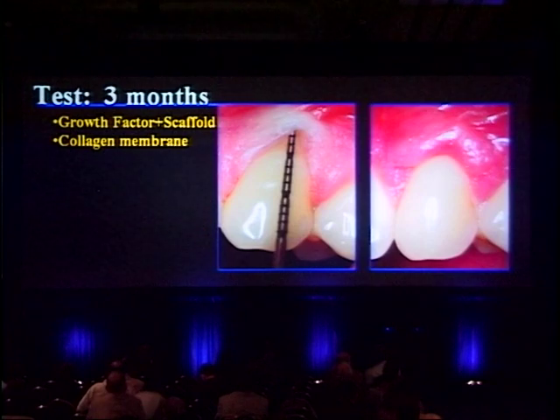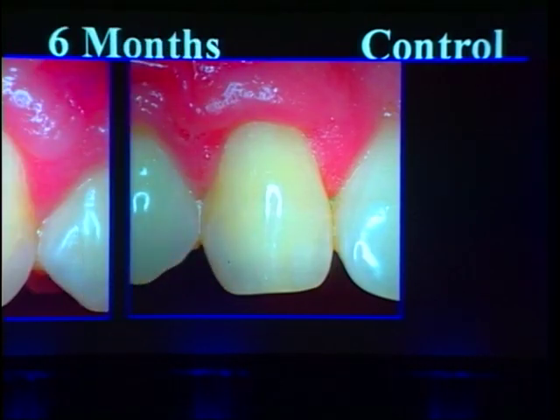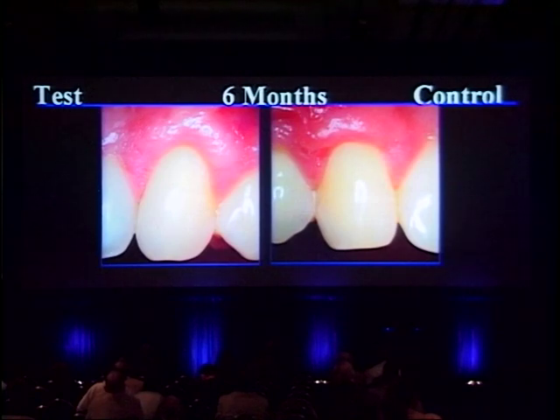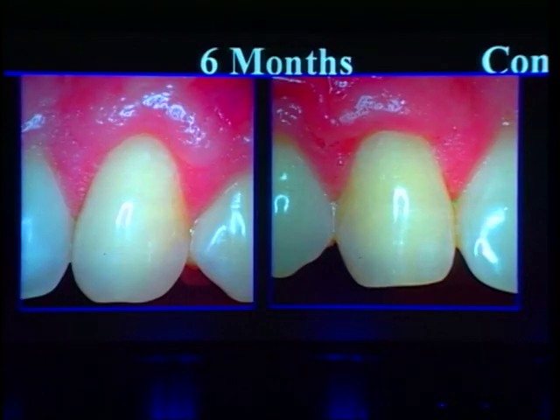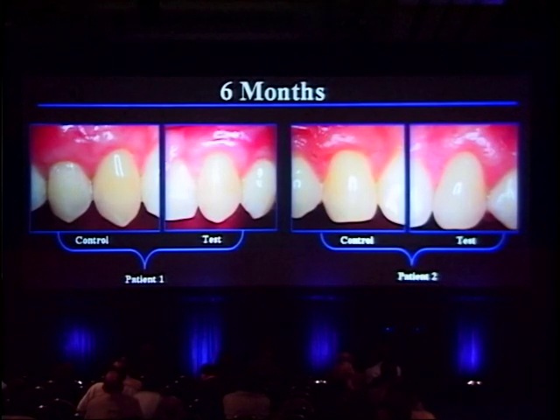This is what our test looks like at 3 months, same patient, opposite side. And if we compare the two at 6 months, again, this is the connective tissue, very nice root coverage, and this is our test graft. And if we look at both of those, the things that strike me with both of these patients is the amount and predictability of root coverage that we're getting with our test graft compared to the control.